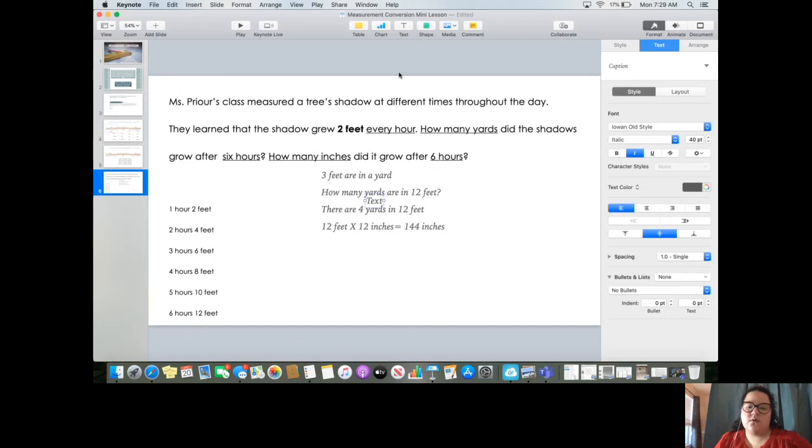So let's answer a whole problem. How many yards did the shadows grow after 6 hours? The shadows grew 4 yards after 6 hours. How many inches did it grow after 6 hours? The shadow grew 144 inches after 6 hours.